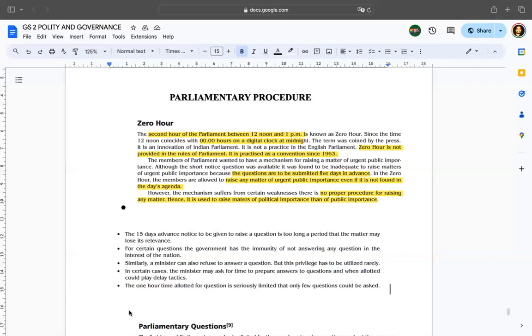Here members ask questions generally, and the ministers or the representatives of the majority party give the answer. Here we also understand what kind of questions they ask, like what are the provisions mentioned. So we have three important things here, that is starred question, unstarred question, and short notice question.